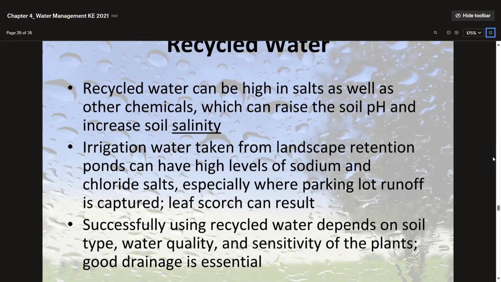Successfully reusing recycled water depends on soil type, the water quality itself, and the sensitivity of your plants. And remember, good drainage is always essential. If you've got your plant standing in water or your tree standing in water, it's not going to survive, right?